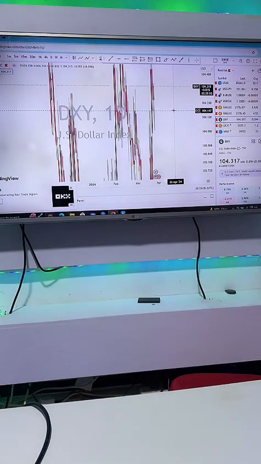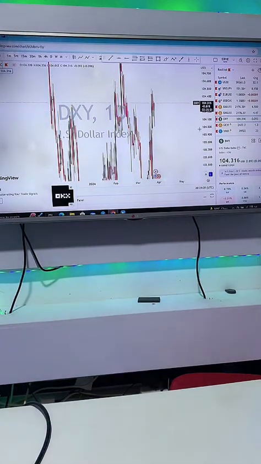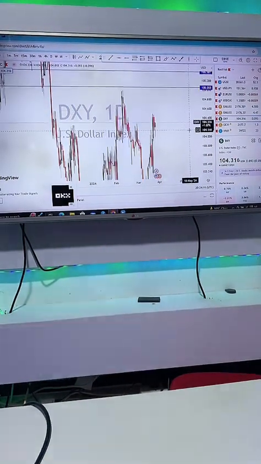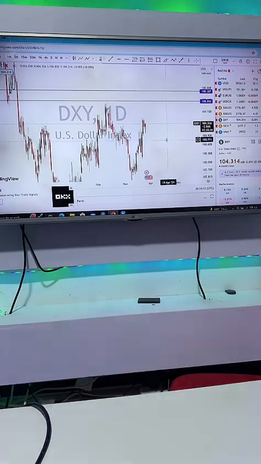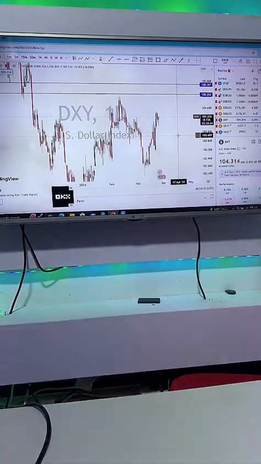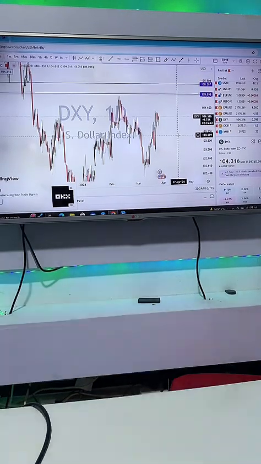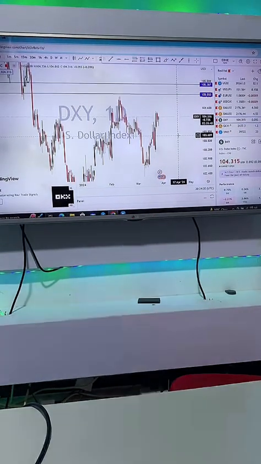What app should I download to trade? Download MetaTrader 4, MetaTrader 5, Trade Locker, cTrader. But cTrader, you get it from a broker. You don't get it for free. You're not going to get it online just like that.